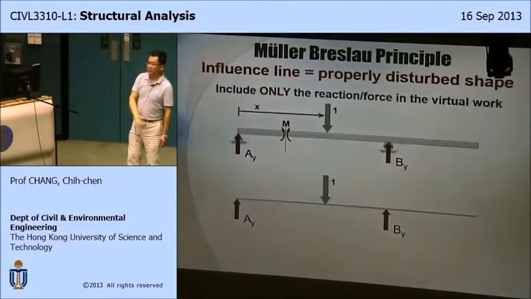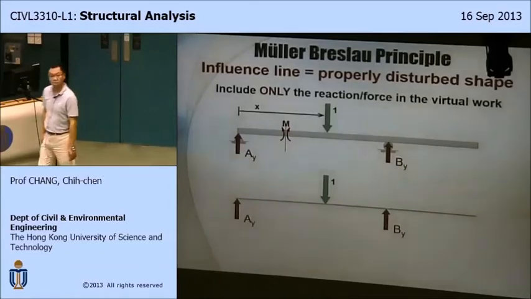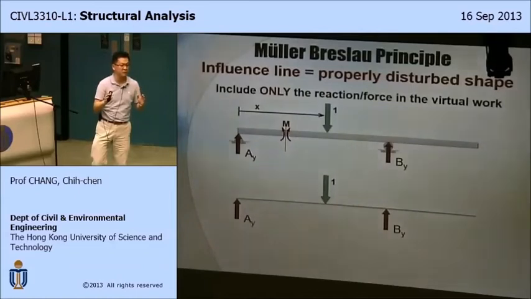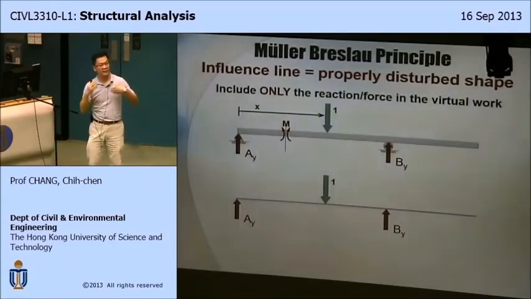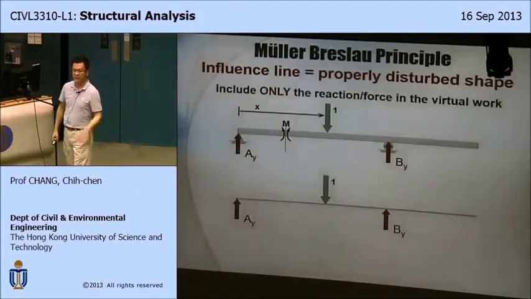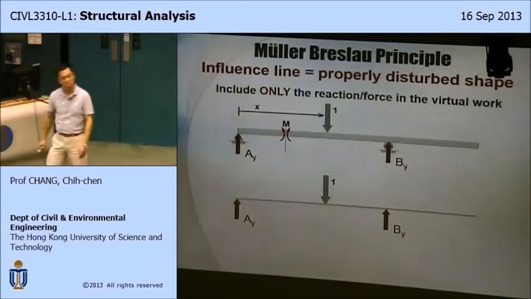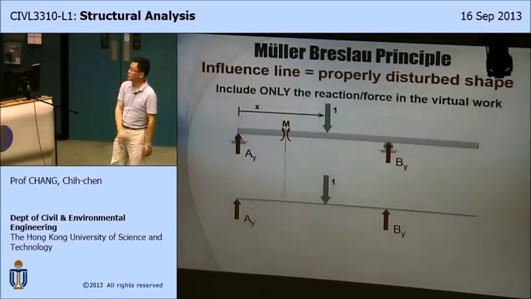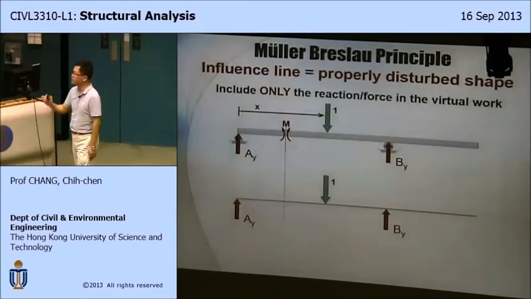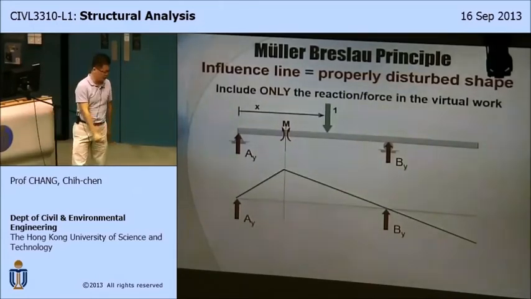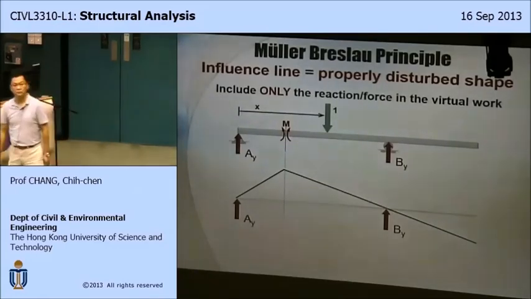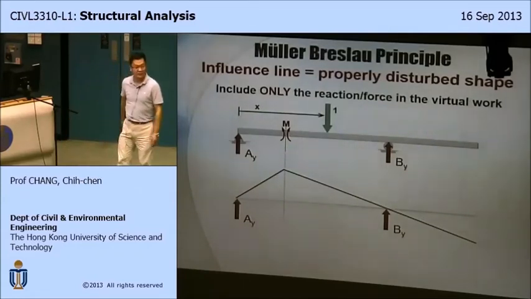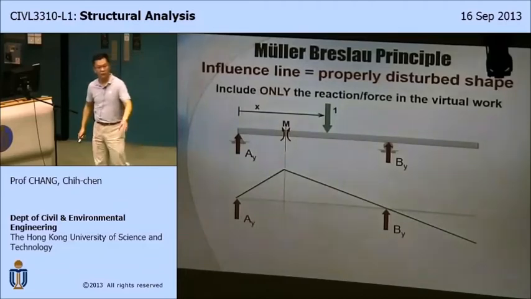Okay, next I want to find the influence line for bending moment at that particular location. So I want to find a properly disturbed shape of the structure so that the disturbed shape becomes my influence line. That's the whole purpose of the Muller-Breslau principle. So what is a properly disturbed shape for these conditions? Here, this is the properly disturbed shape. Why is this properly disturbed? Let's see. The virtual work principle will tell you.